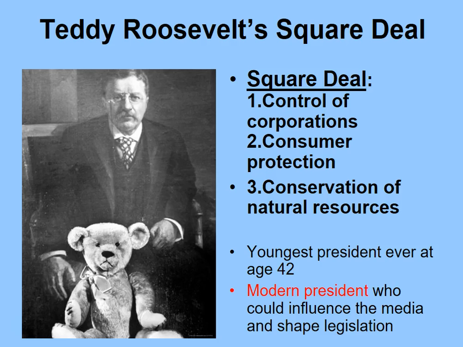And so there were 3 things that he wanted to do. Number 1, he wanted to control corporations. He wanted to make sure that these big businesses and corporations were not more powerful than the government in taking advantage of the people, which leads us into 2, consumer protection.